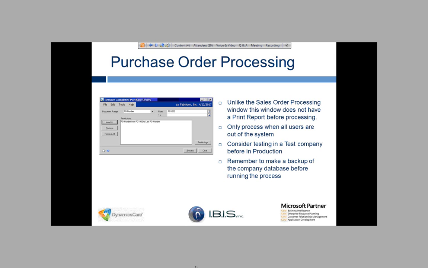With this particular window, you'll see up here there's a document range. It says PO number. You can click that drop down and you'll have a few other options. You can just do a range of purchase orders. You can also do a date range in there. So this gives you the ability to narrow down the documents you want to run the utility on.